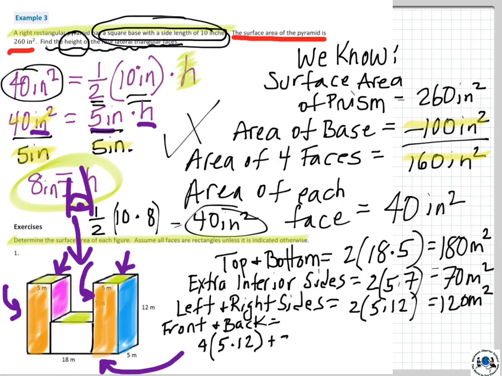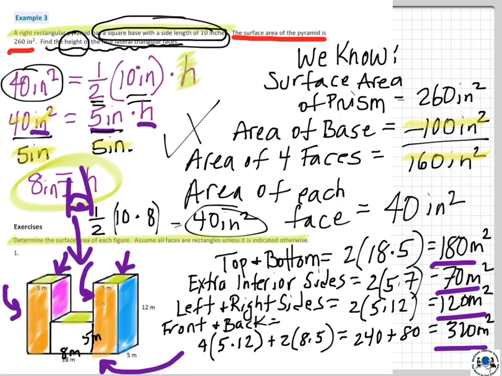So 4 of those, and then 2 8 by 5s. And those 8 by 5s, you can see right there, they were created. I had to do a little subtraction to figure out the 8 and the 5, but that is not a big deal. All right, so therefore, I figured all that up. So my front and back came to a grand total of 320 meters squared. All I need to do now is add all of that surface area up, and I get my total, which is 690 meters squared. Okay, and hopefully you came to that same conclusion.